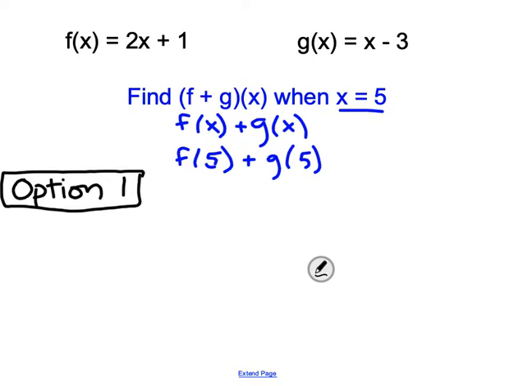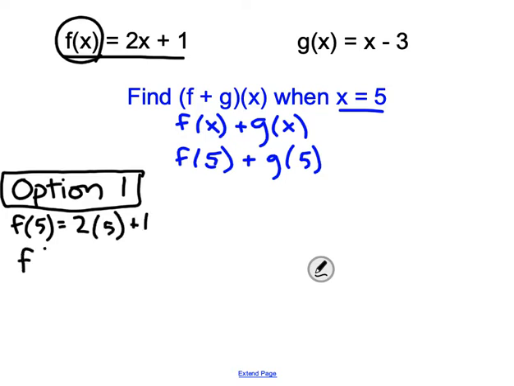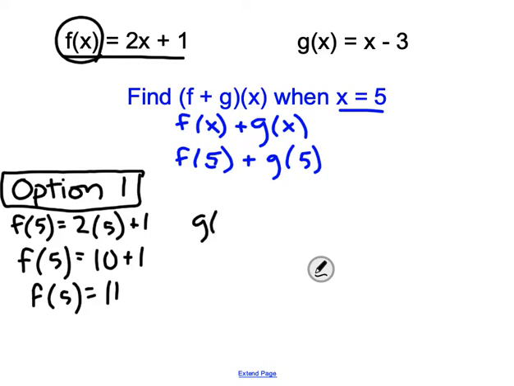Lots of students will say, okay, f of 5 means I rewrite the f of x equation, but every time I see an x, I replace it with a 5. All right, so f of 5 must be 11. That's fine, but then we have to do g of 5. So for g of 5, now I'm going to use the g of x function. Every time I see an x, I plug in a 5. So g of 5 equals 2.